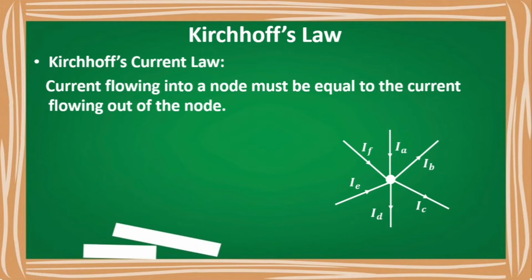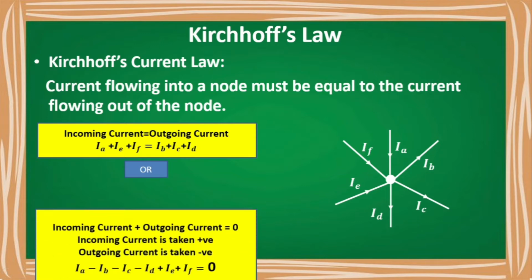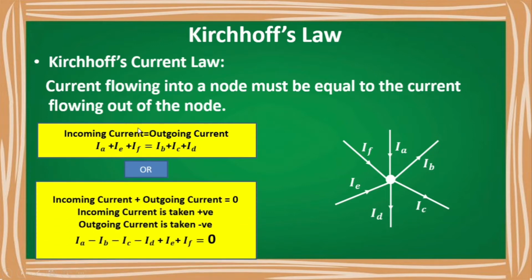So simply, if we want to apply Kirchhoff's current law to this diagram, we can write it as incoming current is equal to outgoing current. And we found IA, IE, IF were incoming currents, which is now equal to IB, IC and ID. This can be written in another way like this. If I bring the outgoing current to the left hand side, I can equate it to 0. This is how we deal with the equations, right?